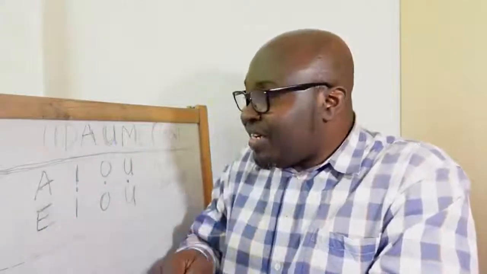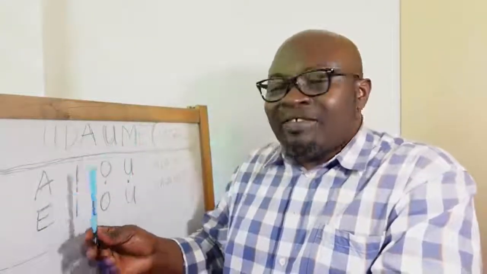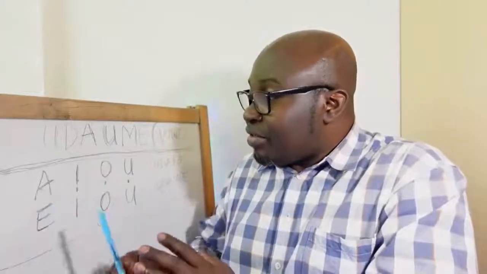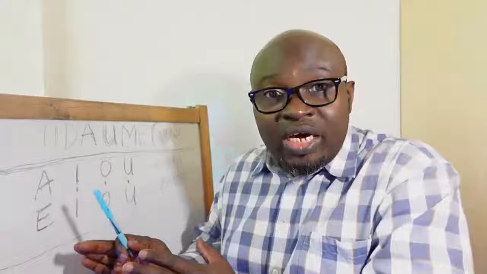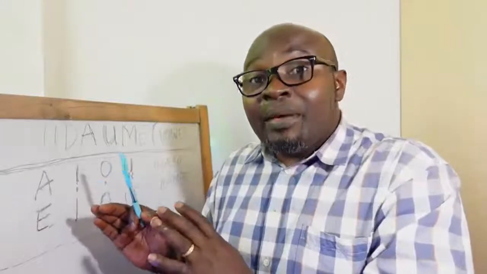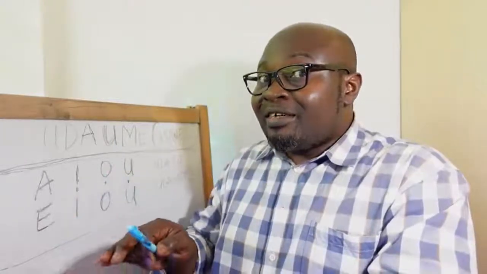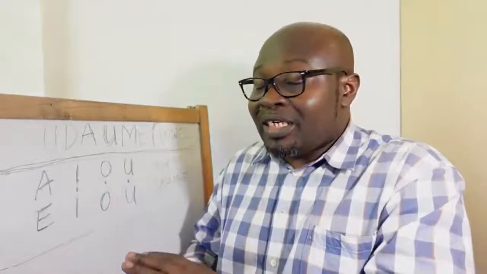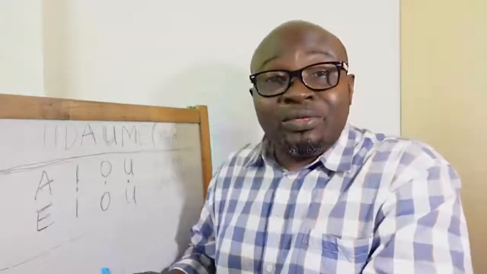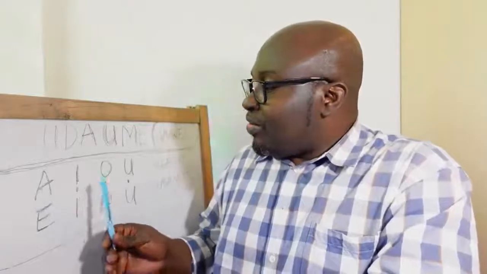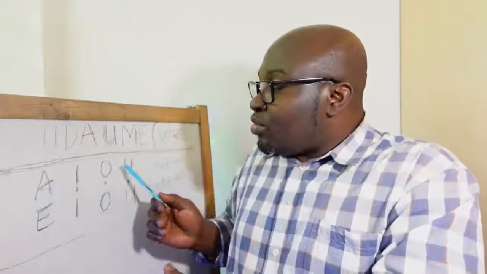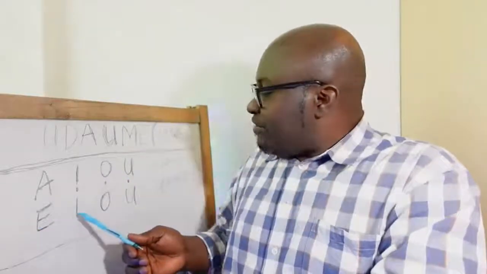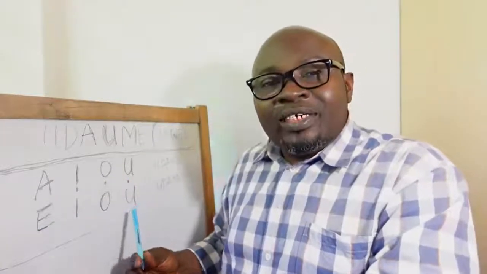Udaume in Igbo language is divided into two. Some people take it differently, but for me, this is the best way I do it, and I was able to know it as a child. That secret was given to me by my mom. So we have Udaro.